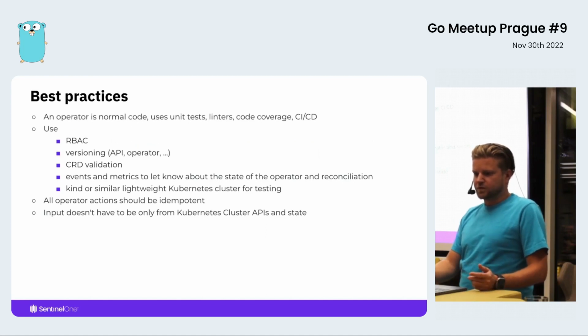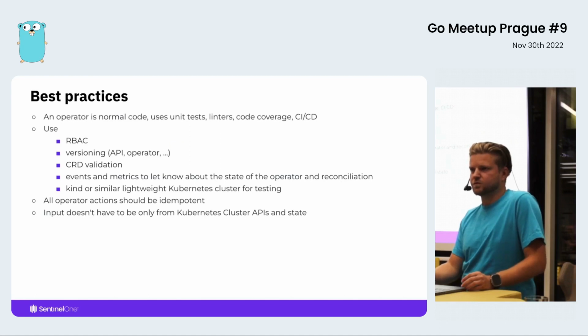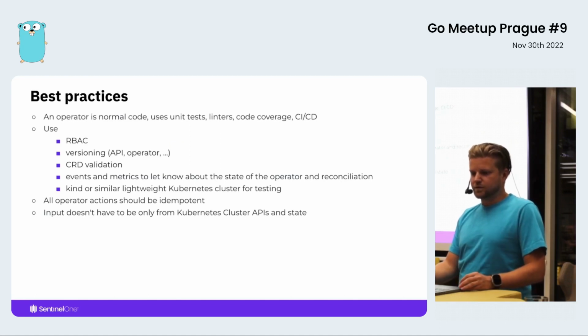Some best practices for writing operators: it's just normal Go code, so use everything that is available for Go. It's a normal application, so unit testing, linters, code coverage, and so on. It's also good to always use role-based access control in Kubernetes, so the operator has as narrow a set of rights as possible. There is support for versioning, so use it. Do validation of the custom resource objects, so users cannot enter bad CRDs.